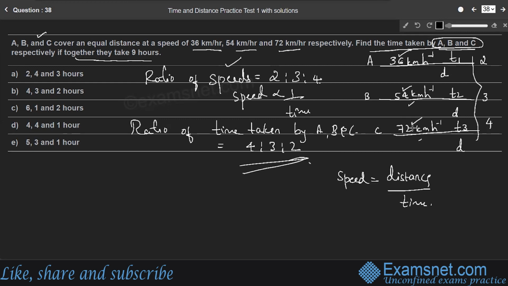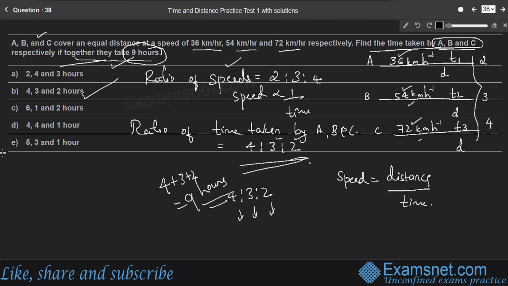The simplest method to find the time taken by them: here we'll directly consider it as 4 hours, 3 hours and 2 hours, since the total time is 9 hours. Directly we'll take 4, 3 and 2 hours, because 4 plus 3, 7 plus 2 becomes 9 hours. Since the time ratio is 4 is to 3 is to 2, no need to go for multiples of 4, 3 and 2 here. Directly we can add 4 hours plus 3 hours plus 2 hours, which becomes 9 hours. Hence option B is the right answer.